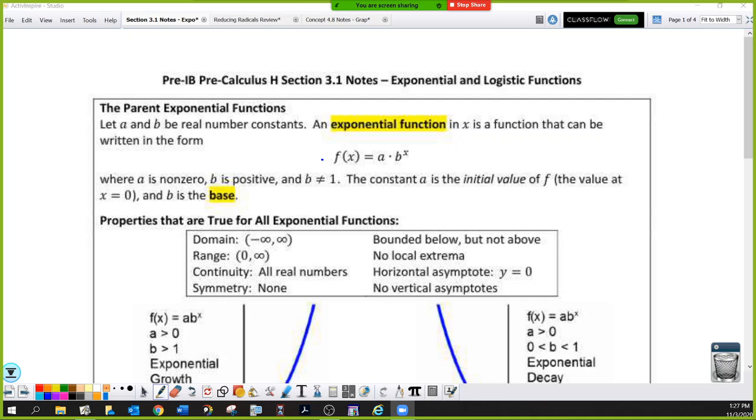Because if it was 1, it wouldn't matter what number you plugged in for x. You would always just get a 1 back, right? Because 1 raised to anything is always going to be 1. So a and b must be positive numbers, and b is not allowed to be 1. Great. B is base.